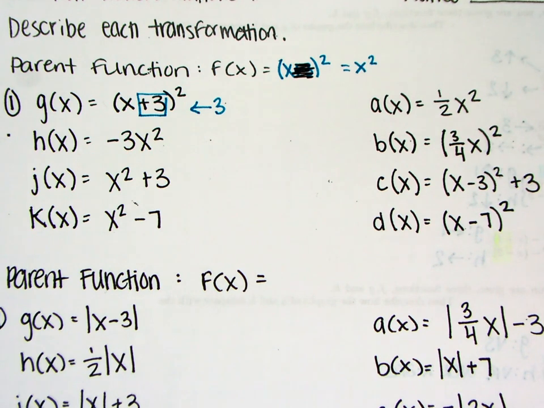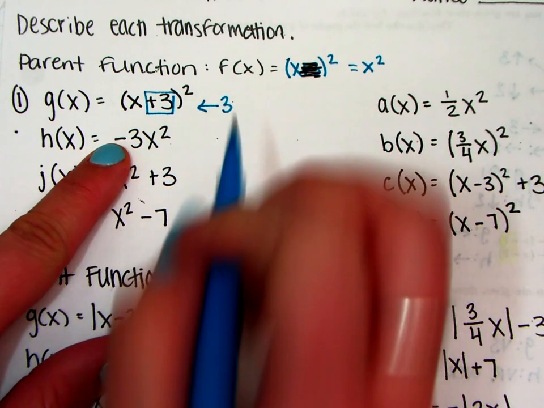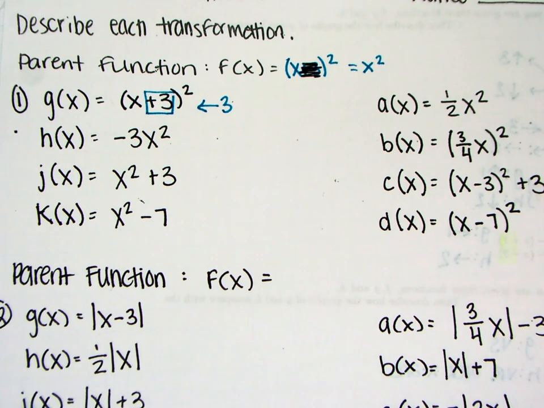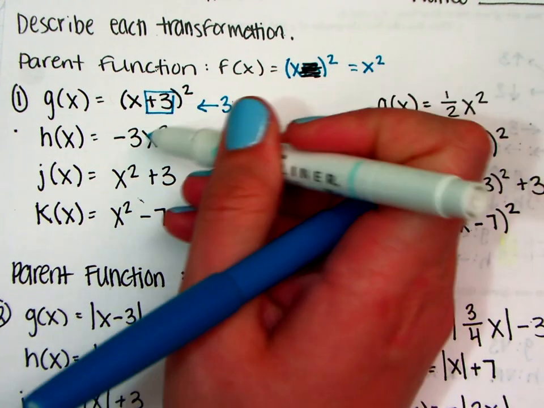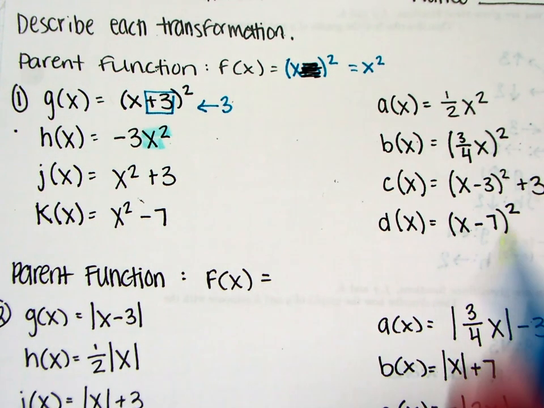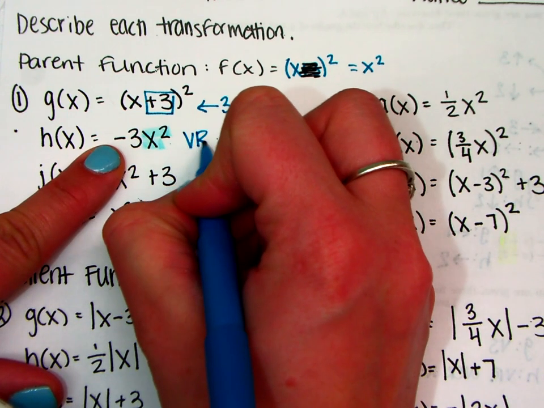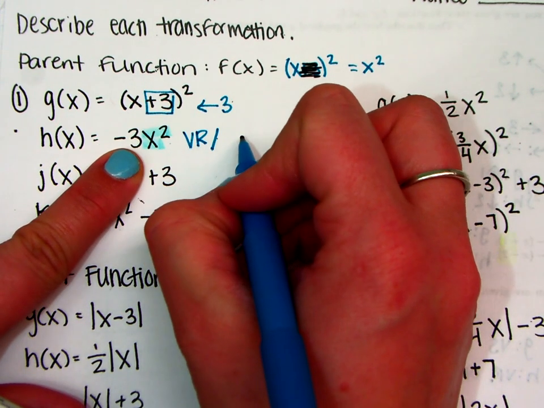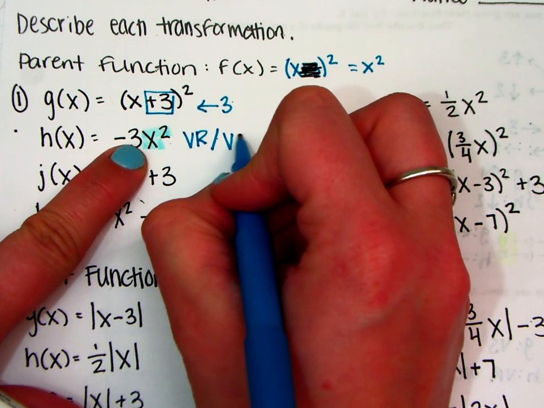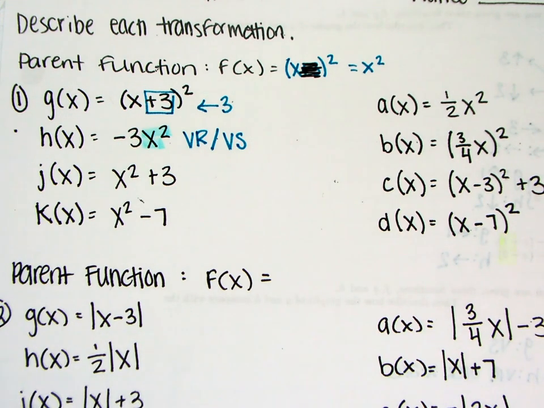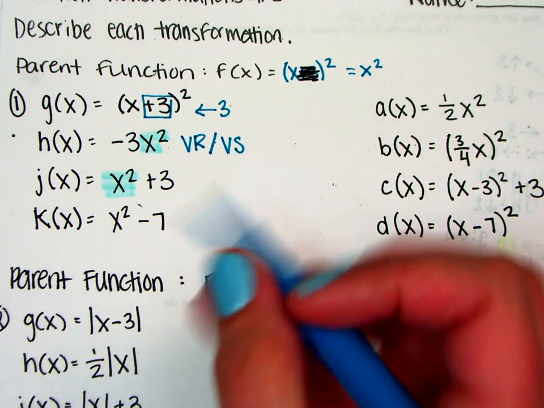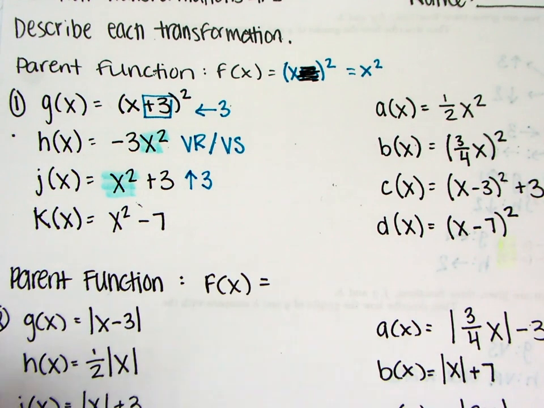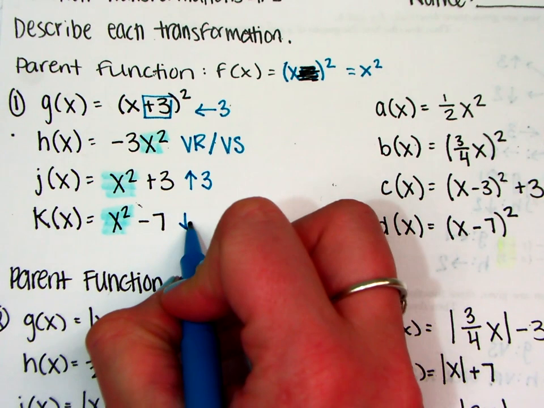Next, we have h. 2 things are happening. The negative is outside of the function, because notice in this problem that you can clearly see your parent function of x squared. It is unaffected. So the negative is going to be a vertical reflection over x, and the positive 3 that I'm multiplying by the function is a vertical stretch. So each little piece does something. Next section, we can clearly see an x squared. The plus 3 is outside, so this is just shifting up 3. Again, on k, I can see the x squared. So this is a vertical shift, and it's negative, so it goes down 7.